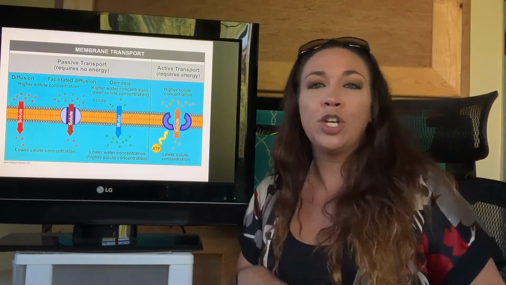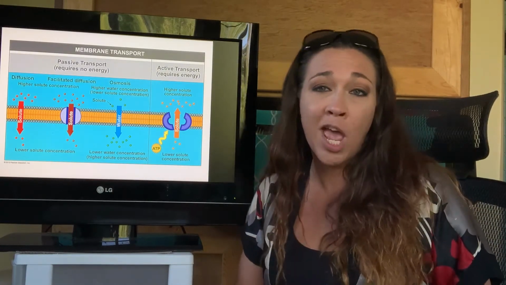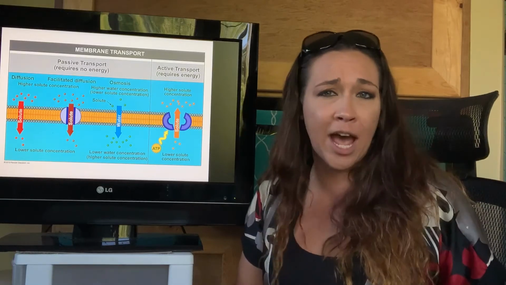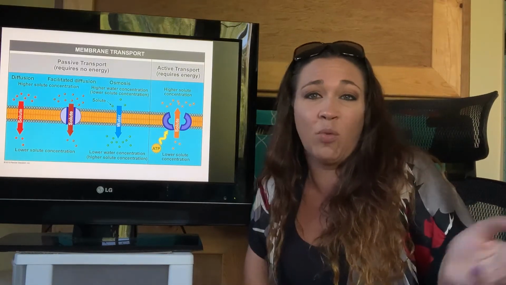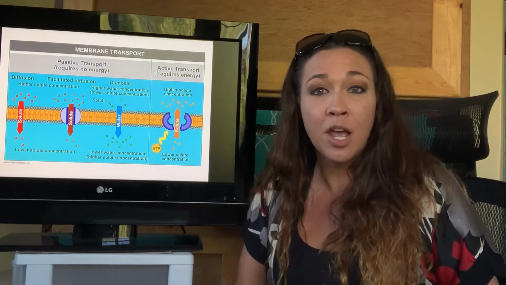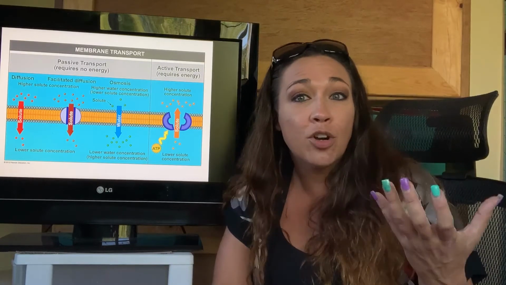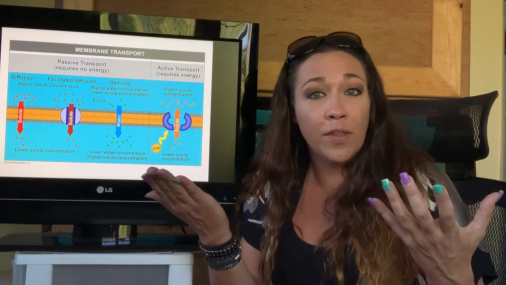So there are two different types of transport. One is known as passive transport, and it's passive because it requires absolutely no energy. It's just kind of like, whatever, do your thing. Now, this passive transport happens because of something called a concentration gradient, meaning you have a higher concentration on one side than you do on the other.